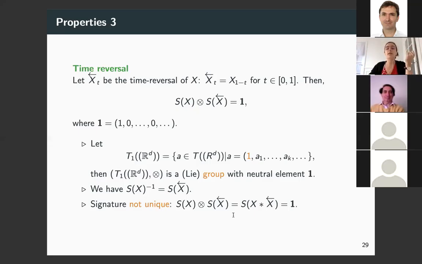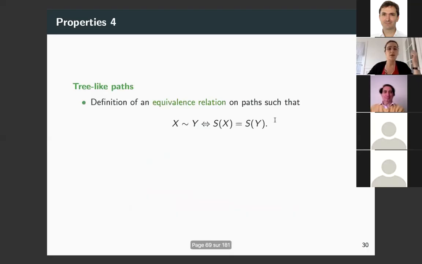And this means that this signature is actually 0. So X concatenated with X run backwards has the same signature as a null path, a constant path. So the signature doesn't see when you go back and forth, basically. And we have also seen that when you reparameterize, the signature does not see it. And these are actually the only two things that you don't get when you compute the signature. So this is what we will see now.